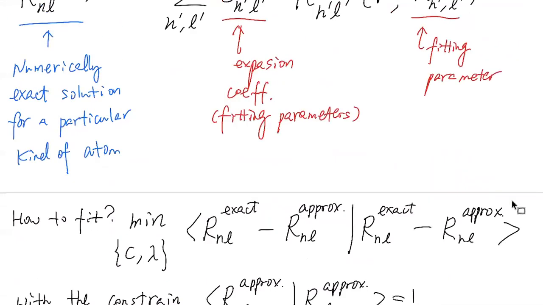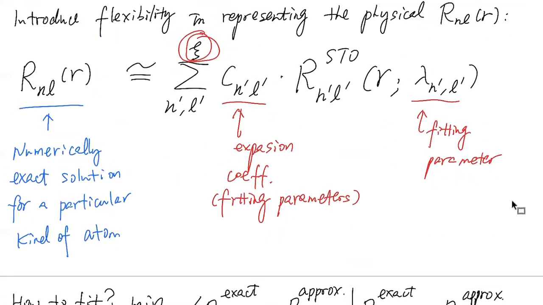So in principle, we want the Kasai to be large enough so that the linear combination resembles the exact solution. But of course, you need to consider the computational cost. So you need to have a balance here. All right.